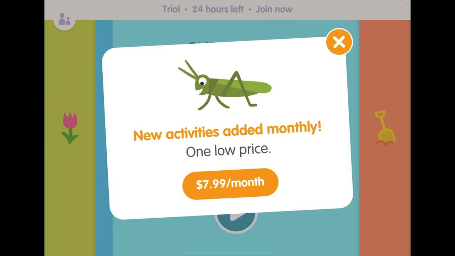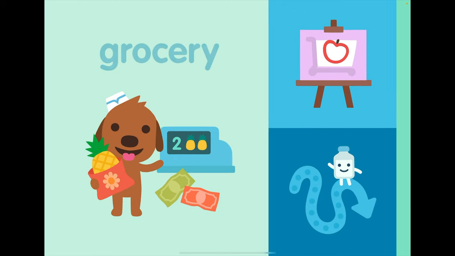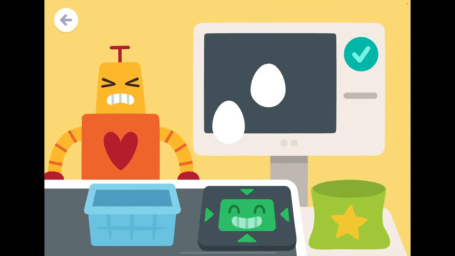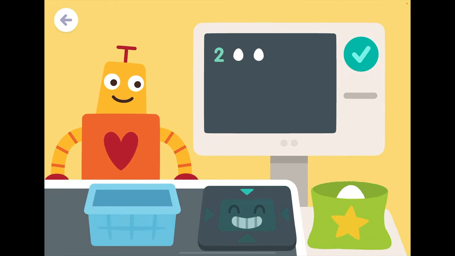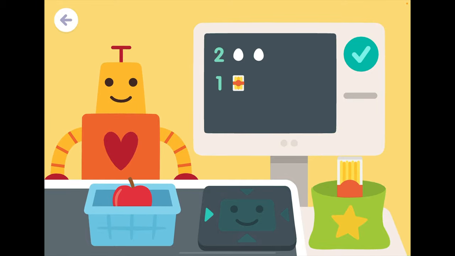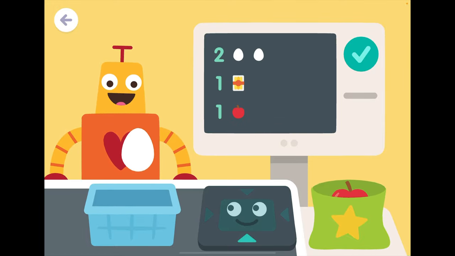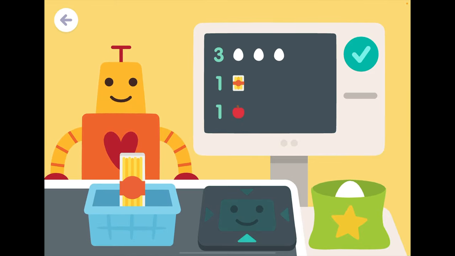Grocery. Let's go shopping. Okay. I guess we can put it on the scanner and then in the bag. That's one egg. That's two eggs. That looks like spaghetti, maybe. There's an apple. Well, here's another egg. If we have two eggs already and we have one more, how many does that make? Yeah, three. One, two, three. Ooh, we have one spaghetti. Here's another. That makes two.